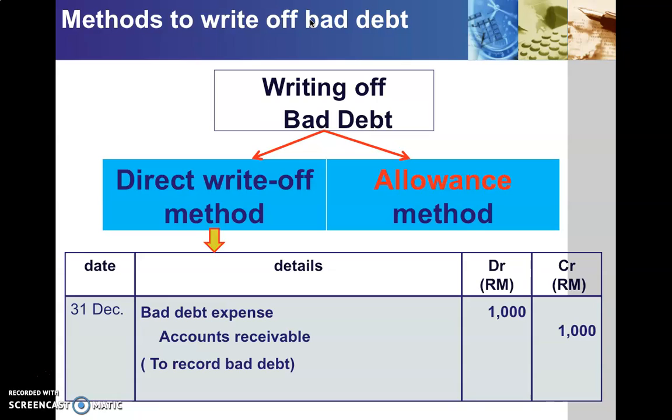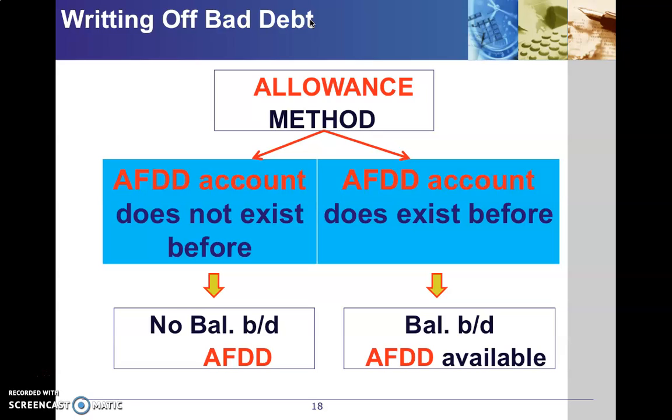Methods to write off bad debt. Direct write-off method. We journal on 31st December: debit bad debt expense 1,000, credit accounts receivable 1,000 to record bad debt. In the allowance method, we have two situations. First, the allowance for doubtful debt account does not exist before, so there is no balance brought down AFDD. Second, the allowance for doubtful debt account does exist before, so a balance brought down AFDD is available.